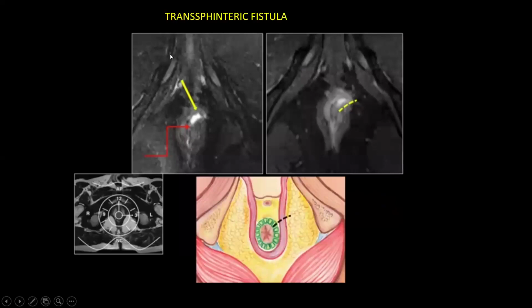Then the rarer transsphincteric fistula, again a simple linear tract. See how it crosses the sphincter. It is going through and through internal and external sphincter with an internal opening inside at 1 o'clock position. So this is a case of simple transsphincteric fistula with the opening at 1 o'clock, going through and through the internal sphincters, through the external sphincters, and opening outside.